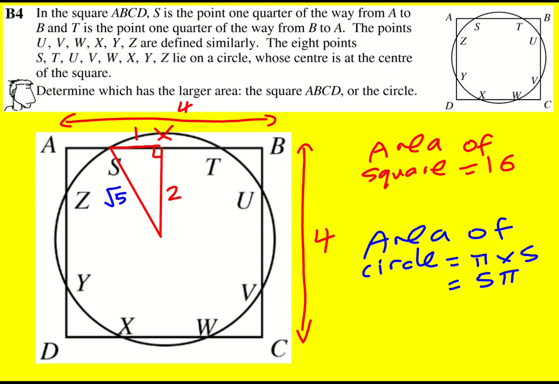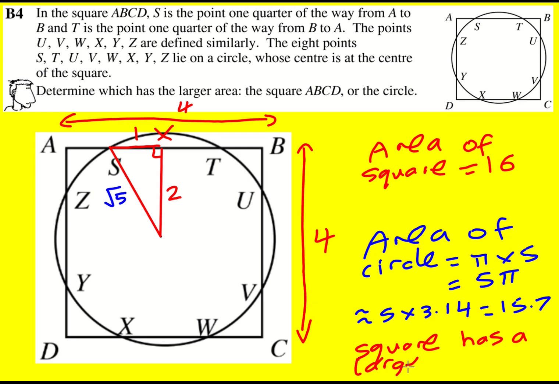Okay, and then we just need to work out which of these is larger. Well, 5 pi is approximately equal to 5 times 3.14. It's 3.1415 and so on, but it's approximately this. And as long as we're not really close to 16, we should be able to tell which one's bigger. 5 times 14 is 70, so this is going to become 0.7. And then 5 times 3 is 15, so this is actually 15.7. And the extra decimal places aren't going to make it up to 16. So therefore, we can see that the square has a larger area.